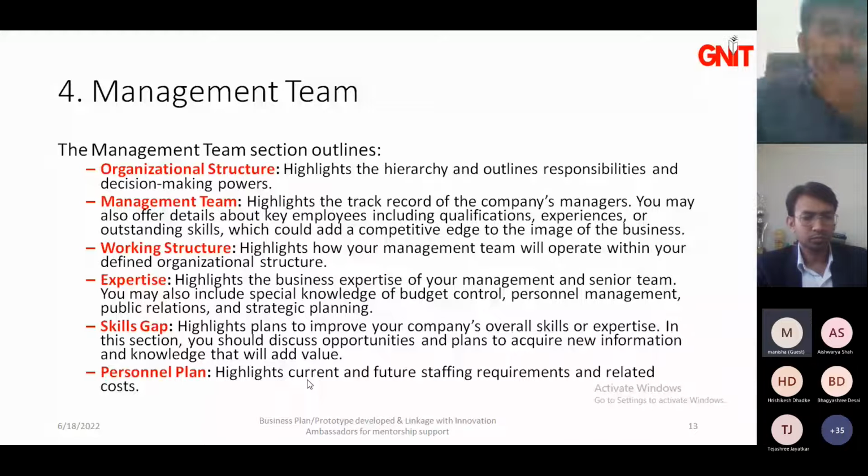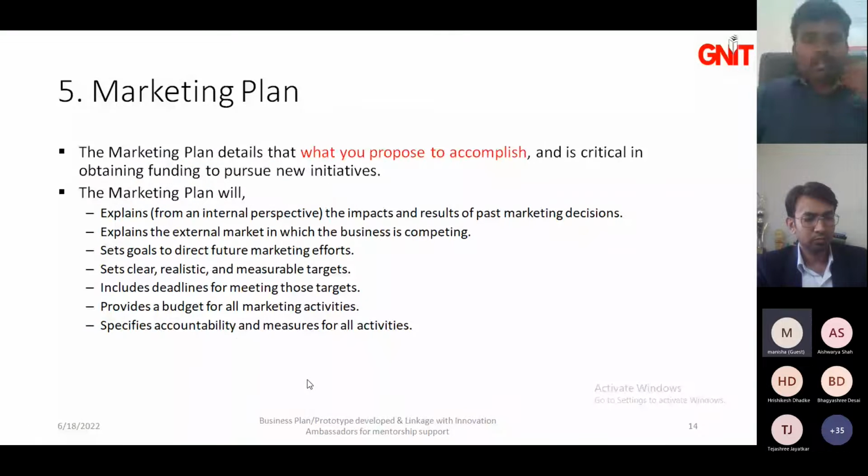Next comes the marketing plan. The marketing plan is what you propose to accomplish. For attracting the market, what am I going to propose. It explains the impacts and results of past marketing decisions. Collect the last three years of data: how the current trends are, how the marketing has done, and a strategic marketing plan.